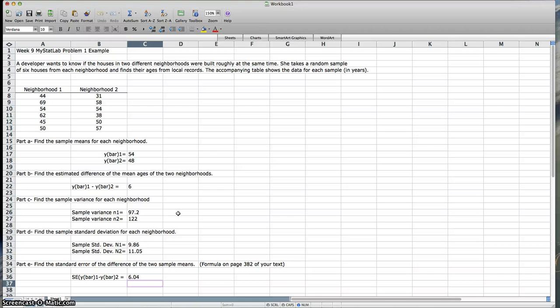There you have it. There again, each of these is in years since we're doing everything with the years or the age of these neighborhoods. But that's all there is to problem 1 from week 9 MyStatLab homework.